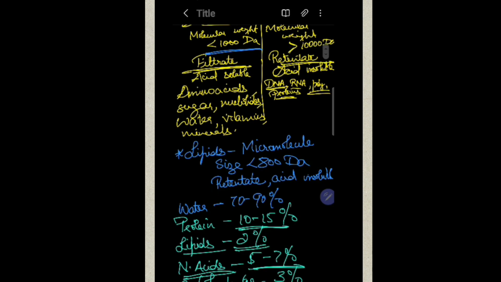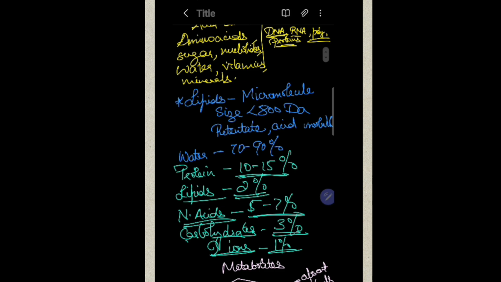Then you have to know that 70 to 90% of our cell is composed of water. Protein 10 to 15%, carbohydrate 3%, lipids 2%, other inorganic ions 1%, and your nucleotides, that is RNA, DNA and all, together about 5 to 7%.